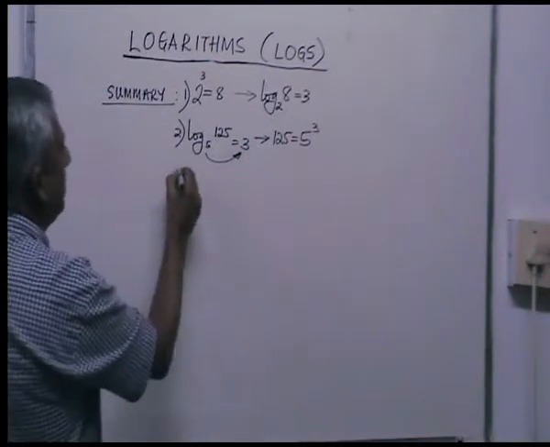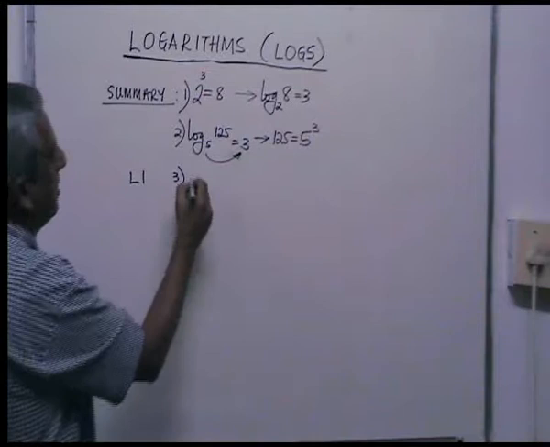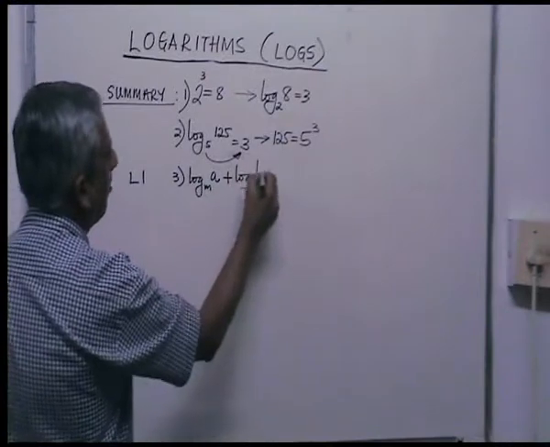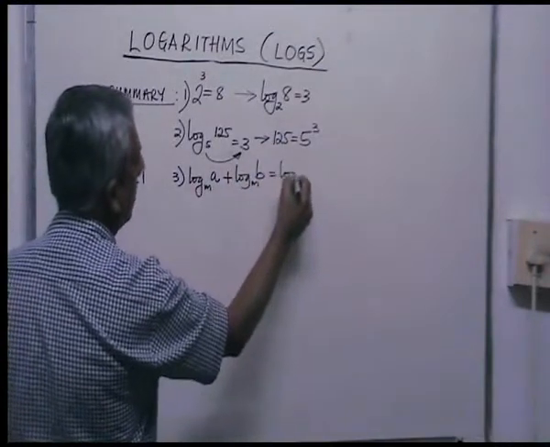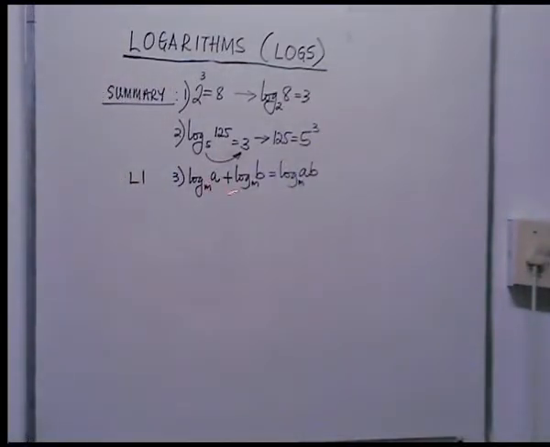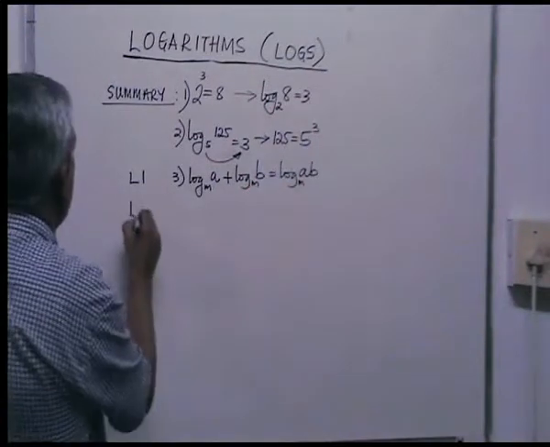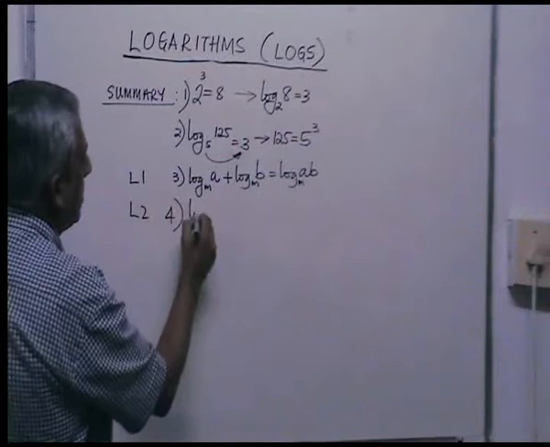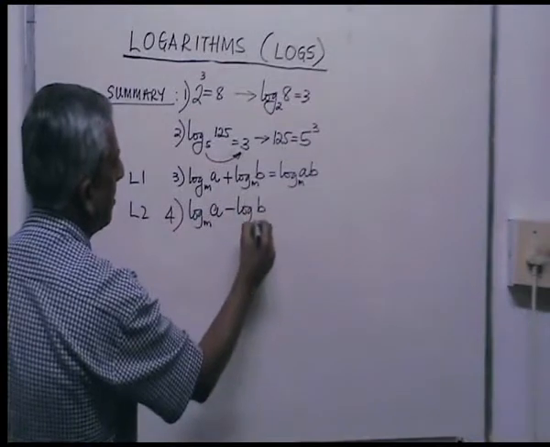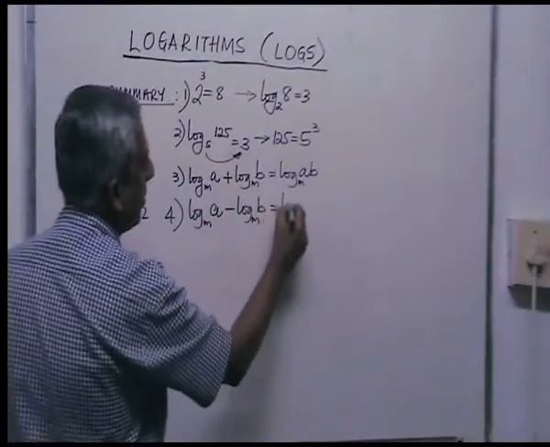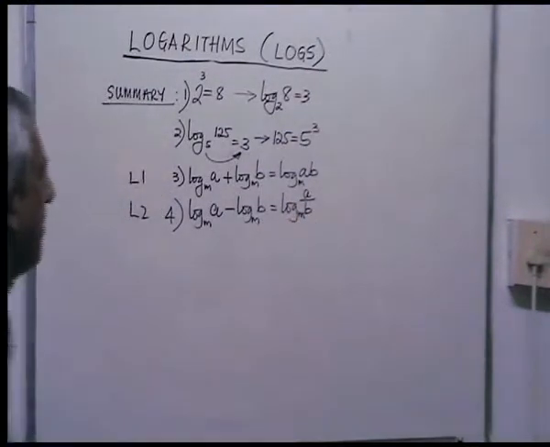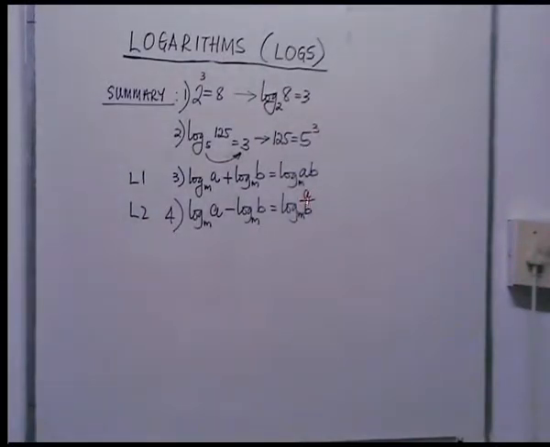Then we have law number 1. So I'll just write here L1, law number 1, which said that the log of a to the base m plus log of b to the base m is equal to log ab to the base m. This law only works if the bases are the same. Then we have law 2, which said that log of a to the base m minus log of b to the base m is equal to log of a divided by b to the base m. Right? a divided by b.